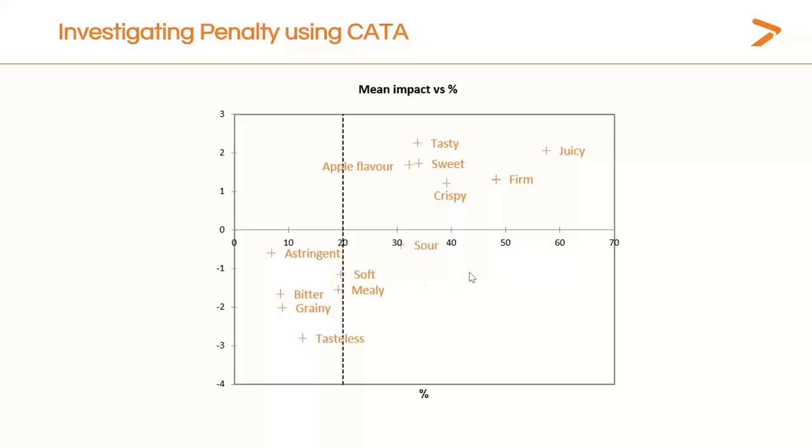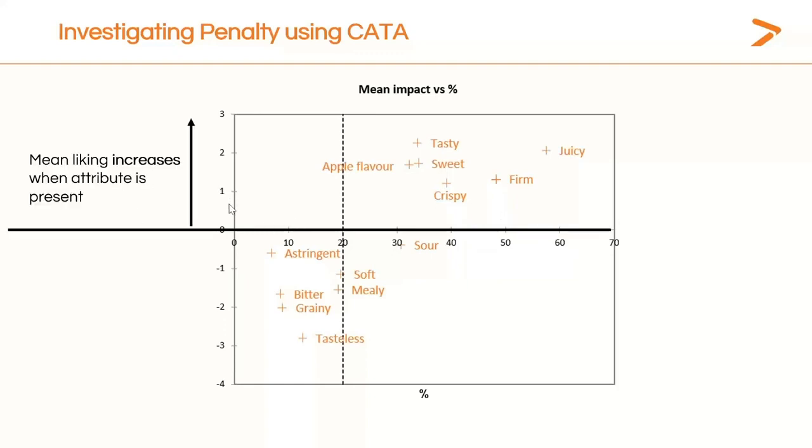Another thing to check is this chart, which is also very synthetic. I really like it. You have a mapping of the different attributes. I will split the chart horizontally. Above this horizontal line, we say that mean liking increases when the corresponding attribute is present. So these attributes increase liking in the products when they are present: when tasty, sweet, apple flavor, crispy, firm, and juicy are present. Right under, you have the decreases.